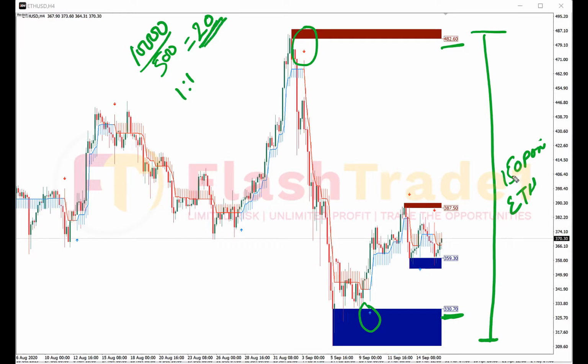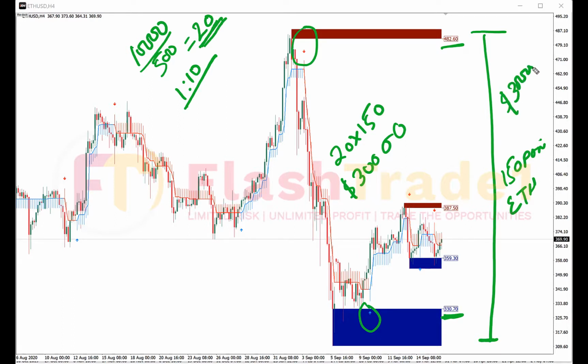And with 20 Ethereum you can calculate the gain: 20 into 150. So how much is your profit with that? $3,000 you can gain. And if you use 1:10 leverage, then your profit will be $30,000. With the $10,000 you can gain directly $30,000, or 300% ROI. Safely you can capture it.